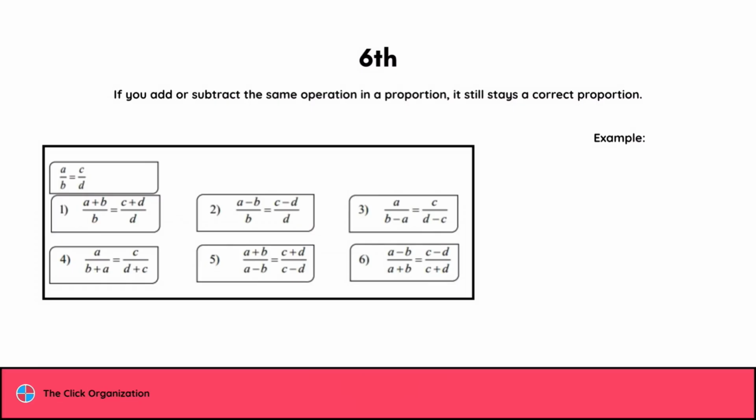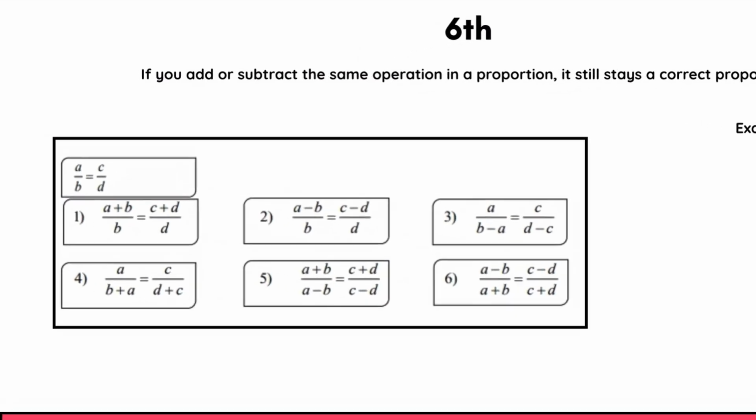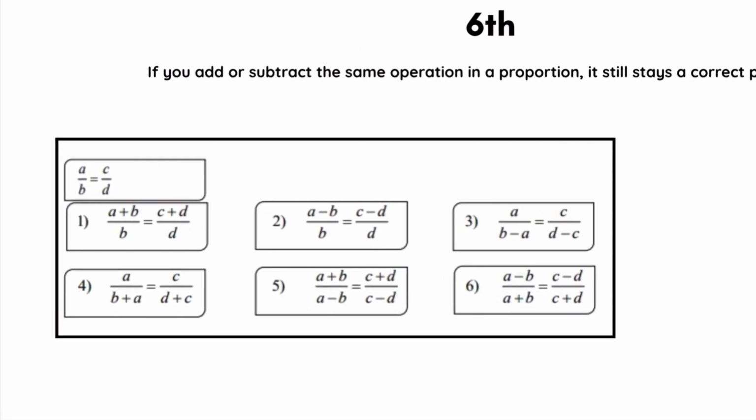property of proportions. If you add or subtract the same operation in a proportion, it still stays a correct proportion. What does this mean? If you play with subtraction and addition in numerators and the denominators, all of them, it's going to still be a correct proportion. And in fact, a ratio in a proportion with the first proportion. Do you get what I mean? So the value won't change. The value of the proportion won't change.